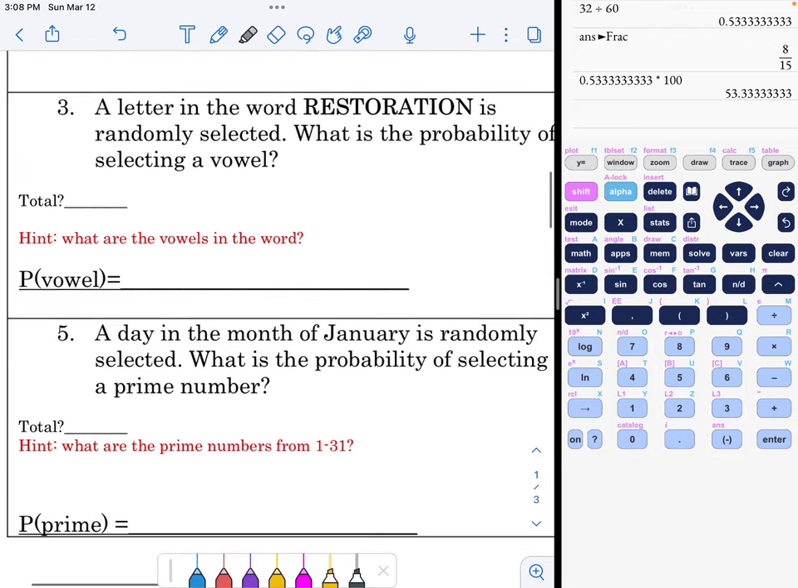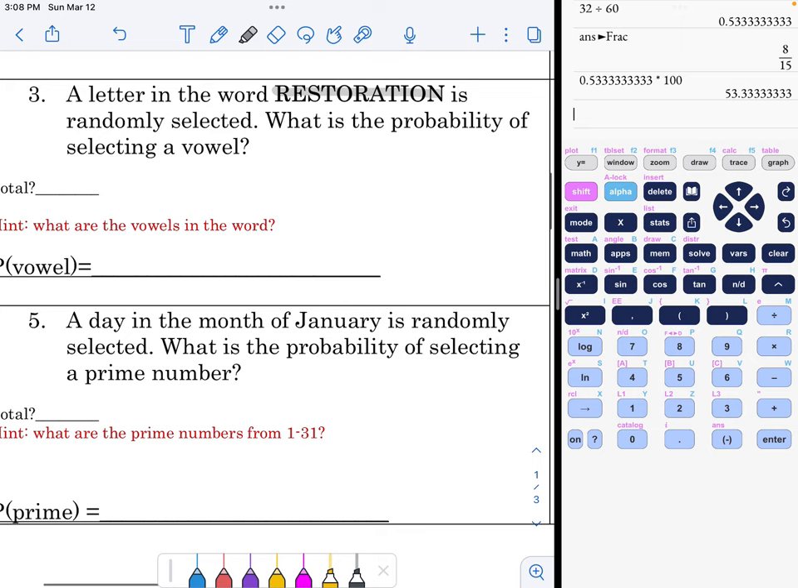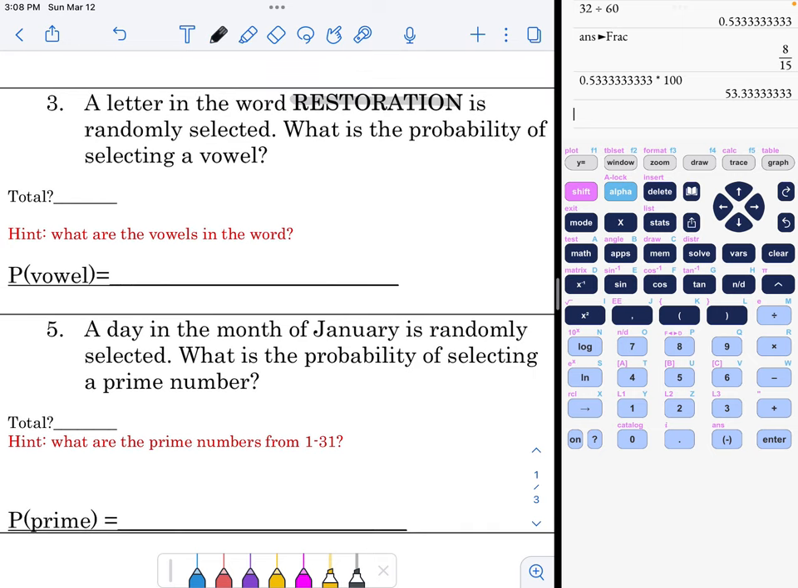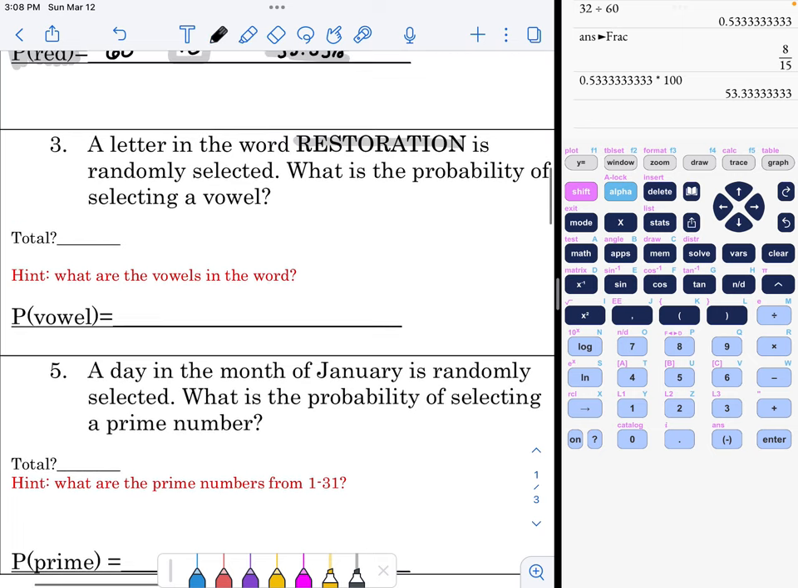Number 3. A letter in the word restoration, just a single one, is randomly selected. What is the probability of selecting a vowel? So the total, let's count a letter in the word. 1, 2, 3, 4, 5, 6, 7, 8, 9, 10, 11. 11 on there. And I'm going to count those again just to make sure. 1, 2, 3, 4, 5, 6, 7, 8, 9, 10, 11. I would hate to do this problem and have to undo it. So there are a total of 11 letters.